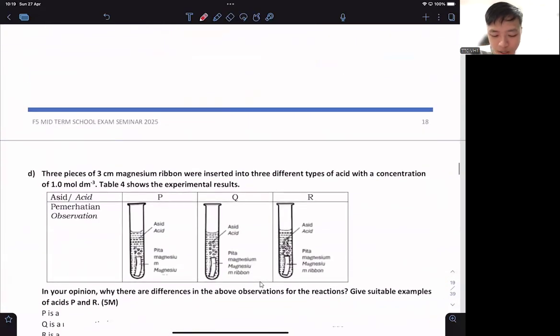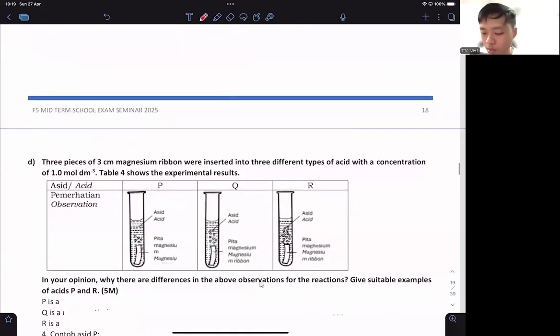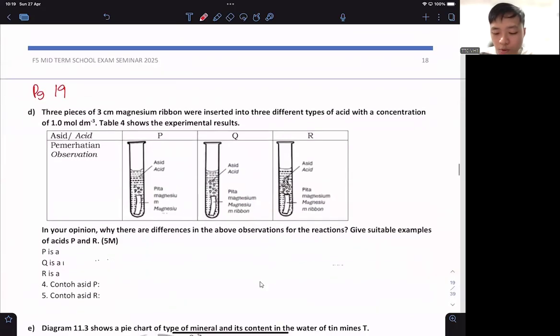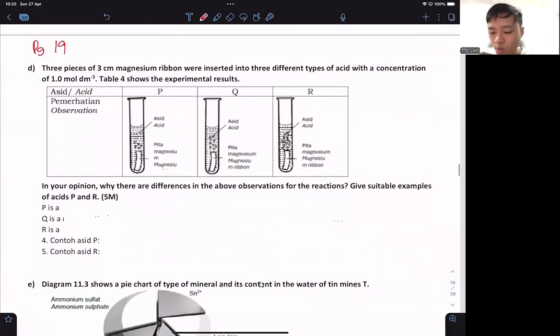Okay, this one. Show 3 pieces of page 19. We do a bit of acid and alkali as a reminder. 3 cm of magnesium ribbon were inserted into 3 different types of acid with a concentration of 1.0 mole per dm cube. Table 4 shows the experimental result. So inside, they have all the magnesium ribbon. Then they add 3 types of acid, a bit different. I mean, you don't know what acid yet.